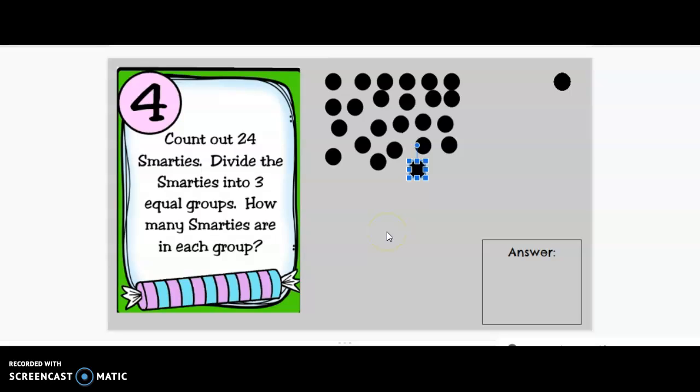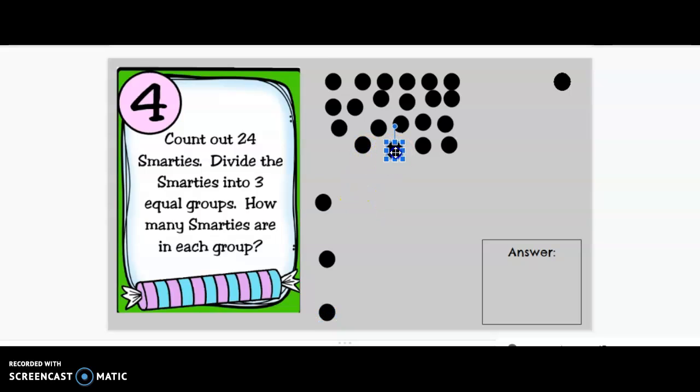It says divide the Smarties into 3 equal groups. So Miss Noble's going to make her groups first. That's going to be my first group. This one is going to be for my second group. This one can be for my third group, because it says divide the Smarties into 3 equal groups. So now we have our 3 groups.